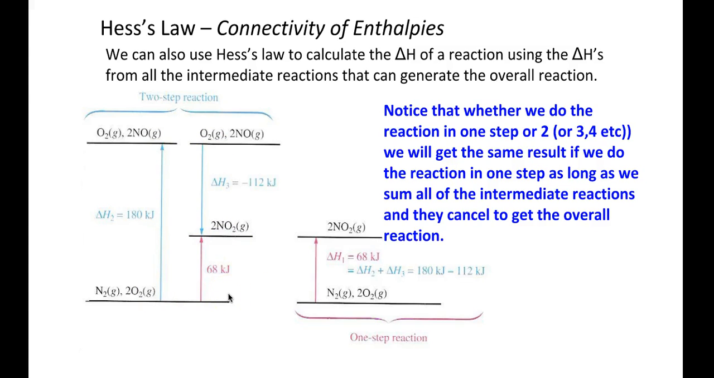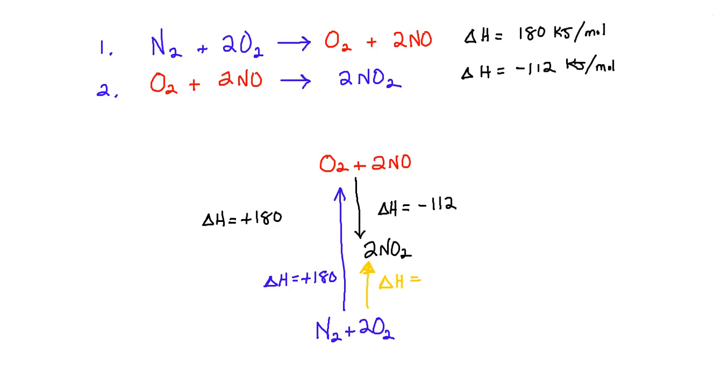And I want to show you that. So hold on, let's go on to my worksheet here. All right, so let's look at this another way. So I've got these two-step reactions. So we're starting with N2 and 2O2, and it took 180 kilojoules of heat to make the NO. So this is step 1. Okay, and then NO and O2 reacted to make 2NO2, and this is step 2.